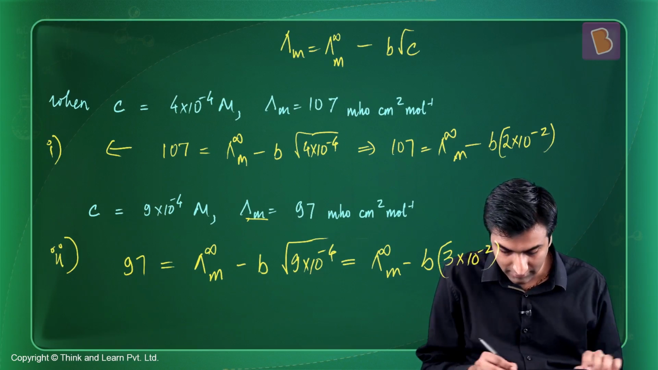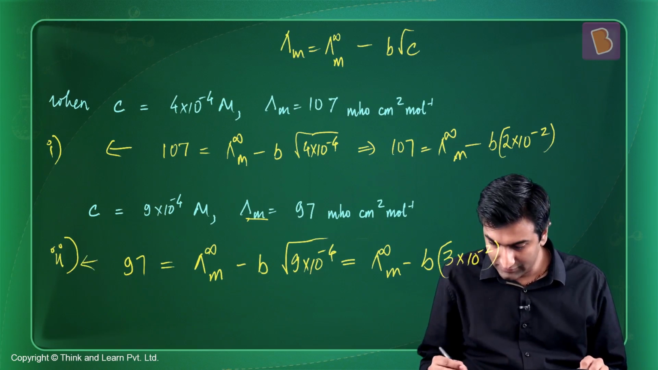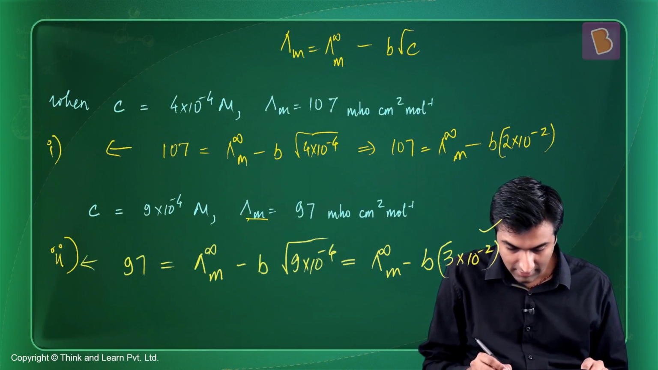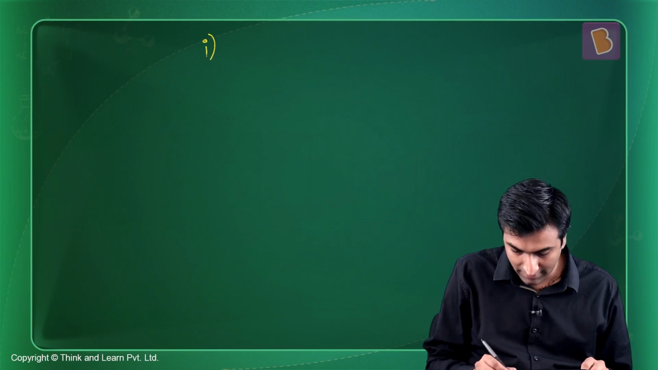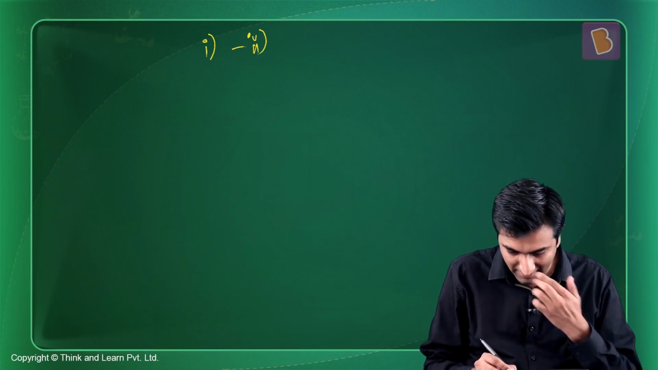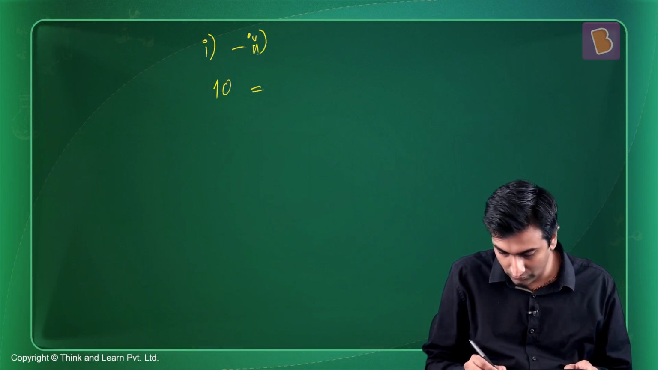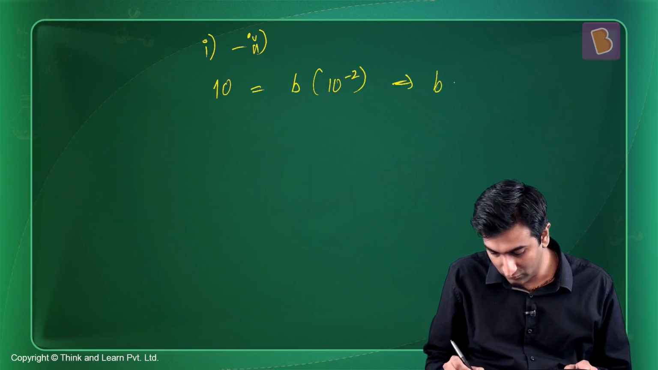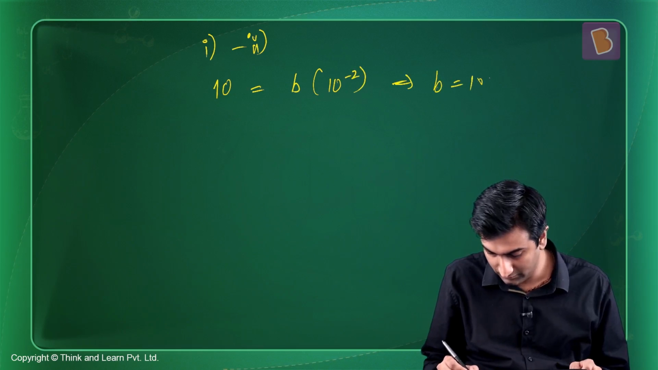So let's do that. If I just subtract, which one is larger? This one seems to be larger, right? So I'm going to just subtract them both, 1 minus 2. When I do that, I get 10 is equal to b into 10 power minus 2, which gives b to be equal to 1000, a pretty large number. So b is 1000. Okay, we've got that.